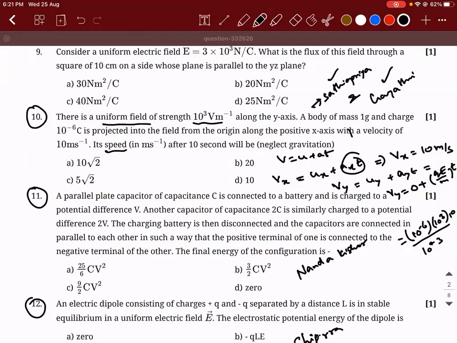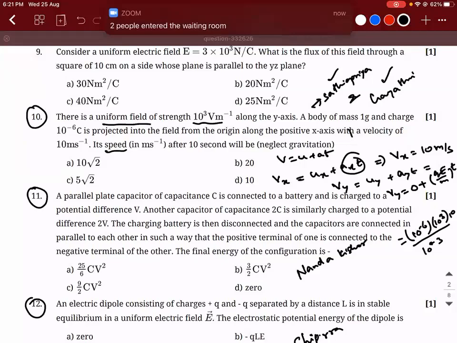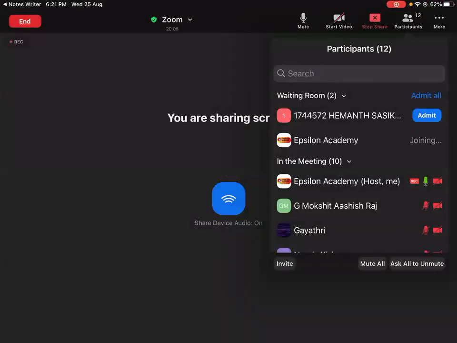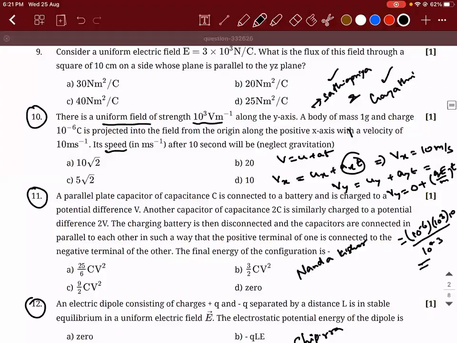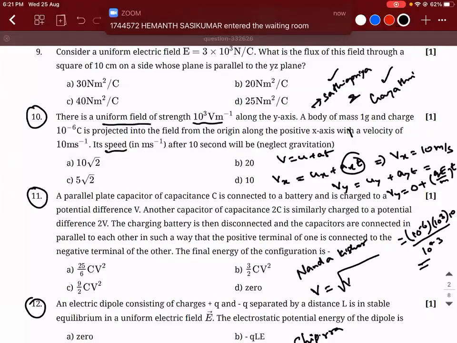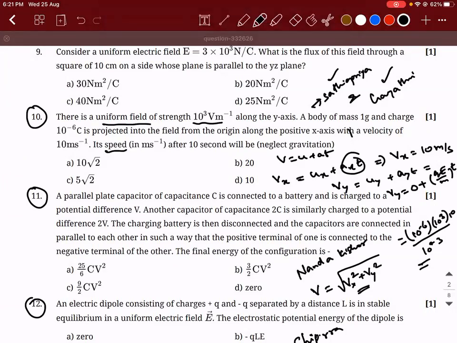If you calculate this, you will get the value of vy. Then the speed of the particle will be root of vx square plus vy square. That will give you the answer as 10 root 2. You calculate it later. Okay, sir.